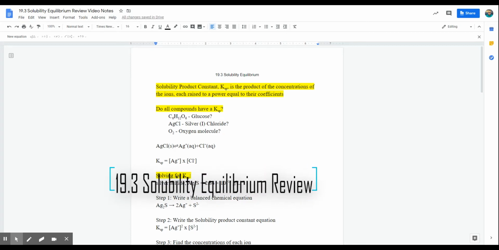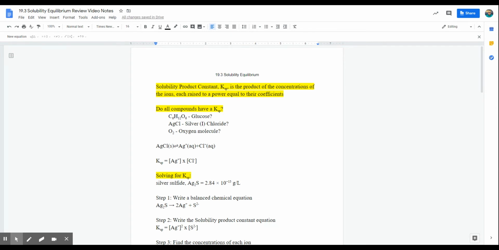All right, we're back with the last part of the review. So this is 19.3. Solubility product constant is what we're looking at. That's abbreviated K with the subscript SP. It is the product, so product is multiplication, of the concentrations of ions raised to the power equal to their coefficients, very similar to what we found for equilibrium constant.